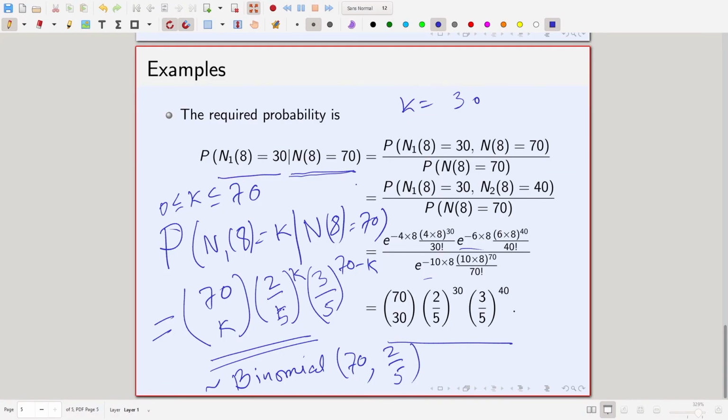So 30 is for the given problem, but in general, the probability that k female customers came is just binomial with n equal to 70 and p equal to 2 by 5, because a customer is female with probability 2 by 5. That's the success probability. So the conditional distribution of N18 given N8 is binomial. If N8 is given to be 70, then n is 70, and the p parameter is the probability that a customer is female. So this is the general fact.